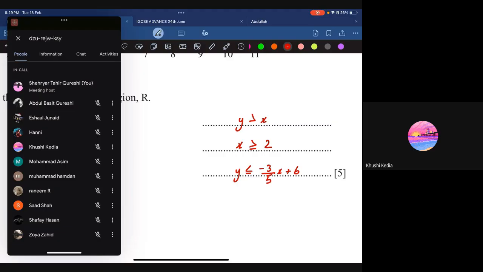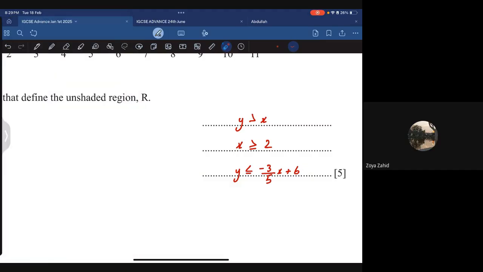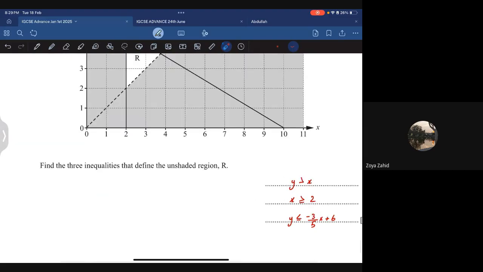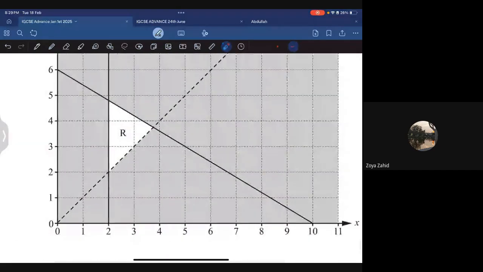Who's going to tell us that this is correct? Raneem, did you do this one? No, sir. Raneem, you should have. Okay, Zoya, can you confirm that this answer is correct? Yes, sir. I got the same answer. What if both of you are wrong though? Could be the case. Okay, let's check it out.